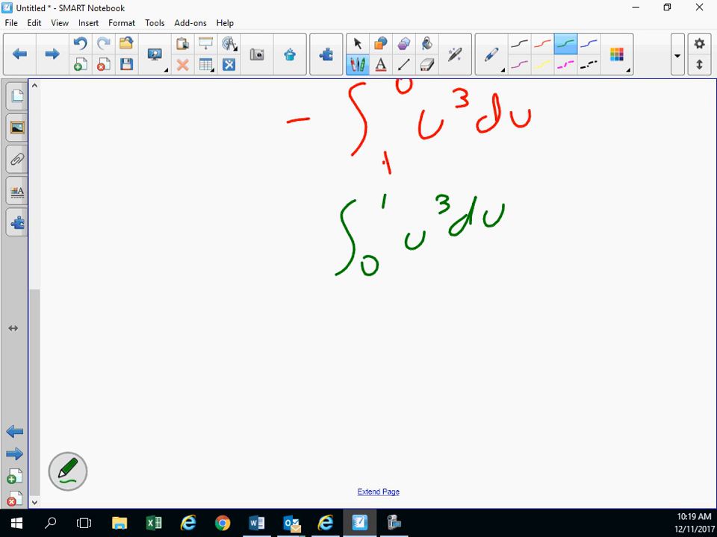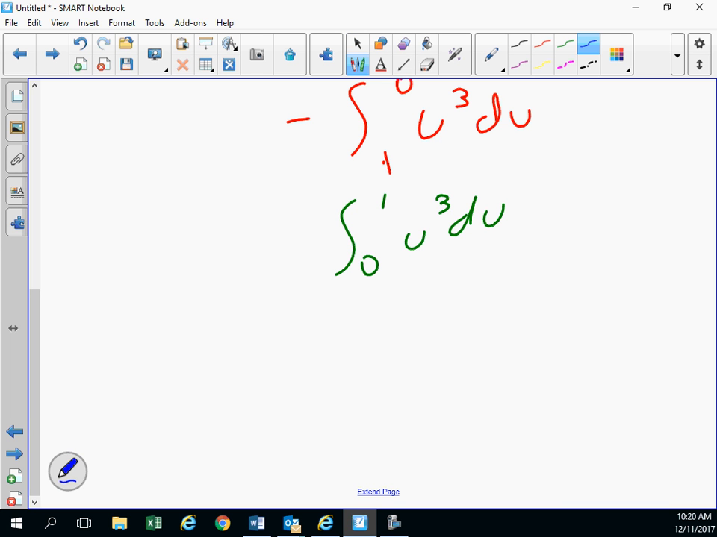Now here is what I'm seeing over and over and over again as I'm grading your test. Do not go back to x's. These limits match u. The whole point of doing this is it makes it a lot easier.